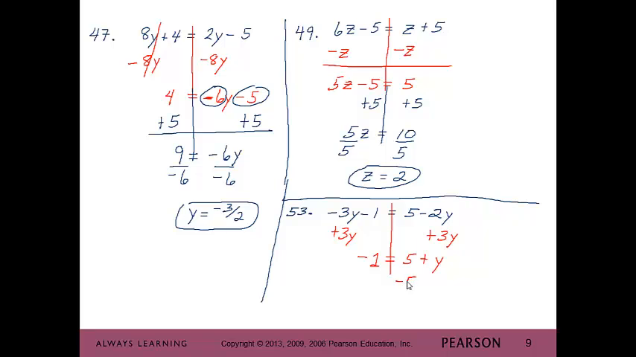And then let's subtract 5 and subtract 5. We end up with y equals negative 6. And remember, you can check all of these answers by plugging them back into the original equation. And if you get the left side to equal the right side, then you can trust that your answer is correct.